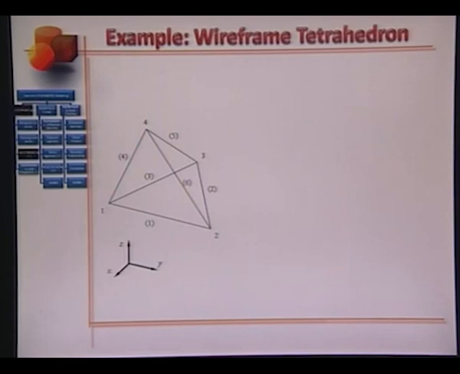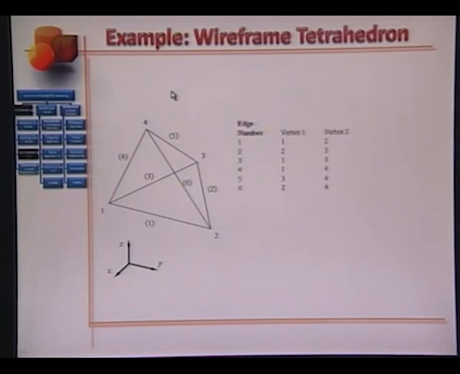A few examples here: a wireframe tetrahedron. You can mark or identify 4 vertices: vertex 1, 2, 3, and 4. You can also identify edges with numbers within parentheses: edge 1, edge 2, edge 3, edge 4, edge 5, and edge 6. At this time, faces are not identified.